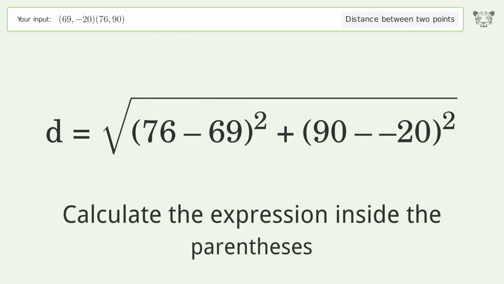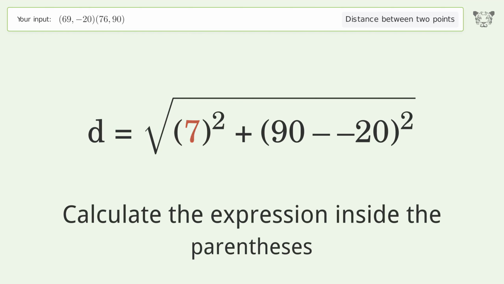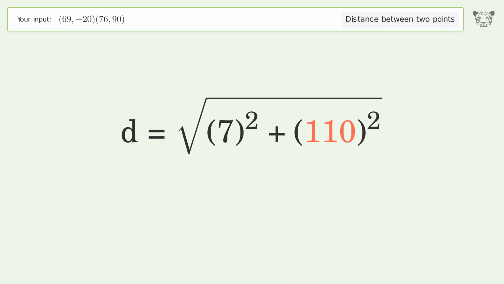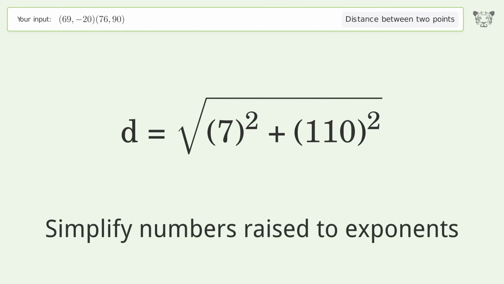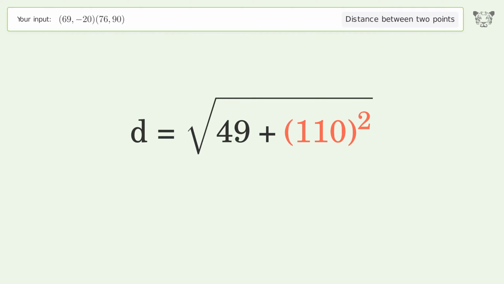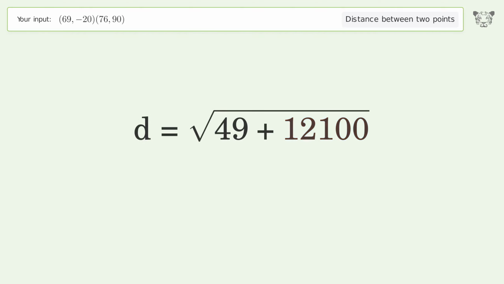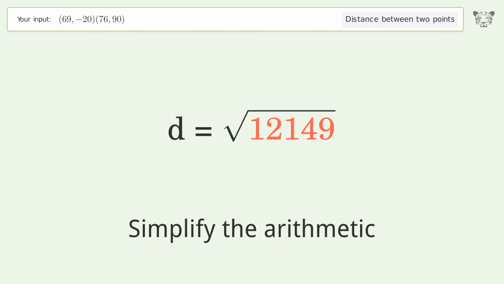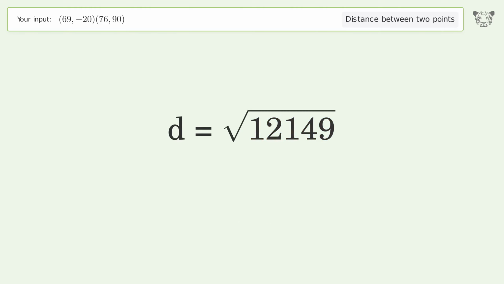Calculate the expression inside the parentheses. Simplify numbers raised to exponents. Simplify the arithmetic. And so the distance between the 2 points is the square root of 12,149 or 110.223.